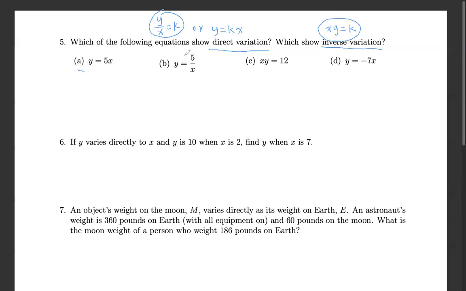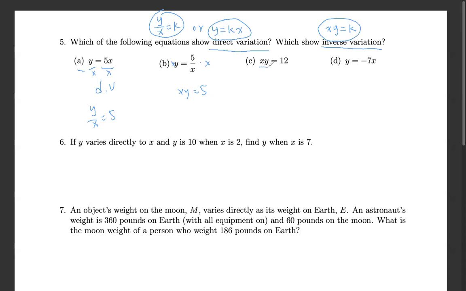So A will be this one, right? K times x. K is 5. So y equals 5x. So this is a direct variation. And B is y equals 5 divided by x. So if we multiply x on both sides, we get xy equals 5. So inverse variation. The first term we also can write as y divided by x equals 5. Right? We can divide x on both sides.